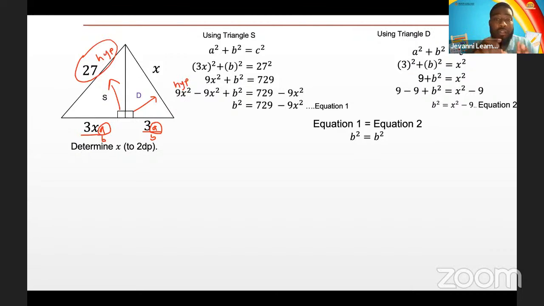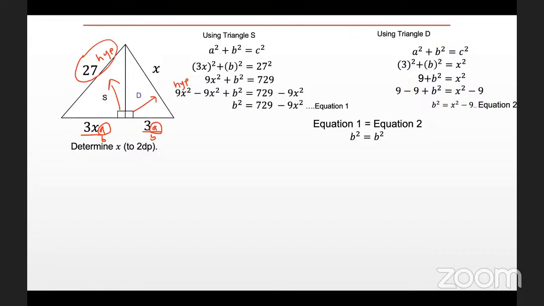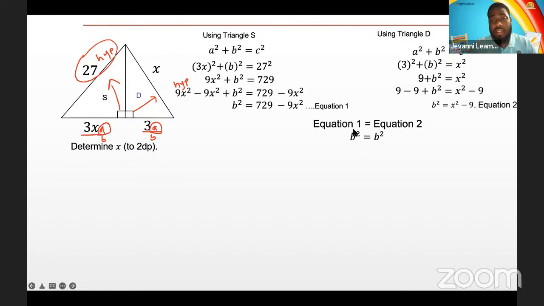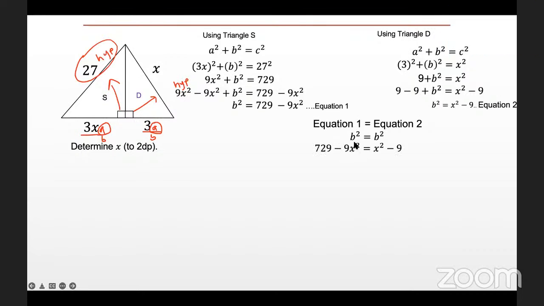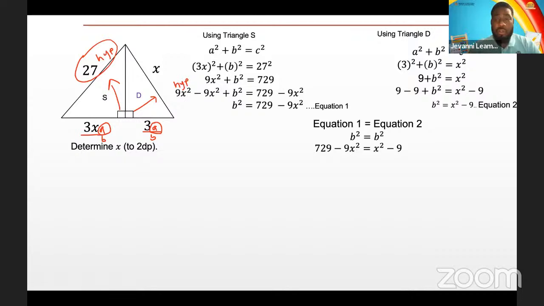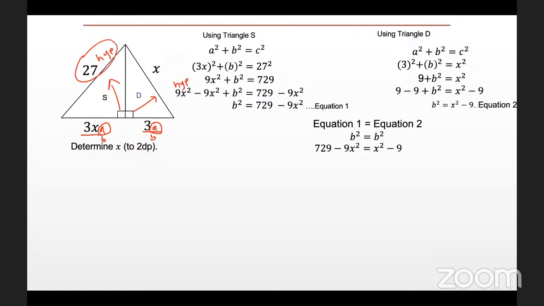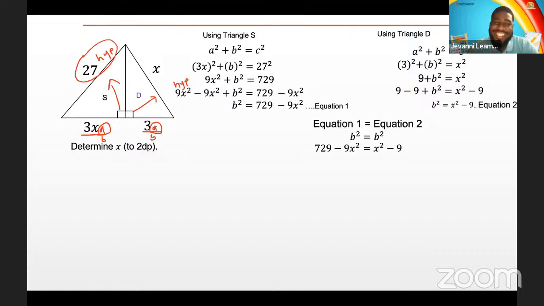So the equation 1, whatever B squared is, which is 729 minus 9x squared, we're going to write that under the left, the B squared over here. So you now see that we somewhat got rid of the B value, right? And now we can actually solve for x. So now we have an equation with only one unknown. We can work this out.